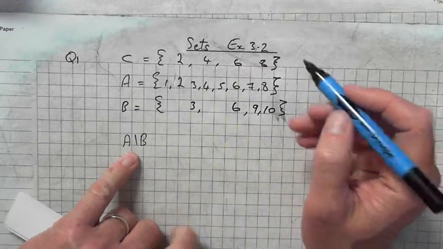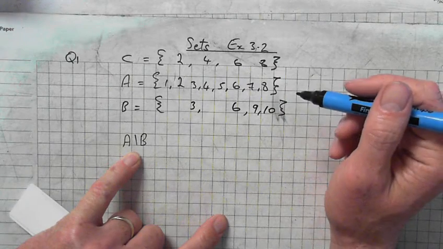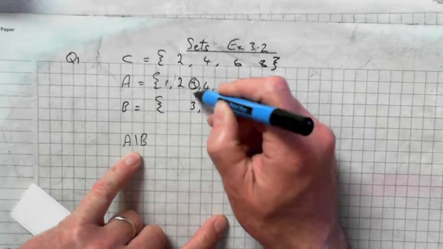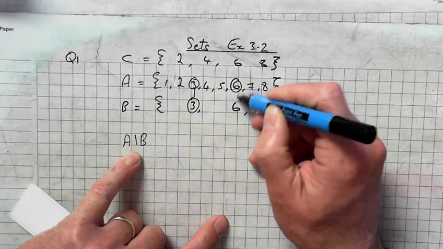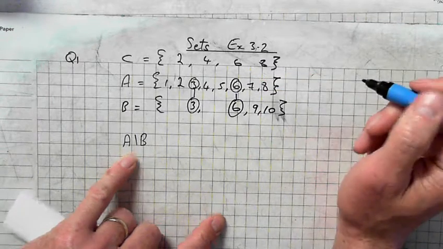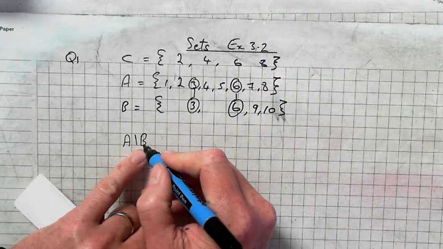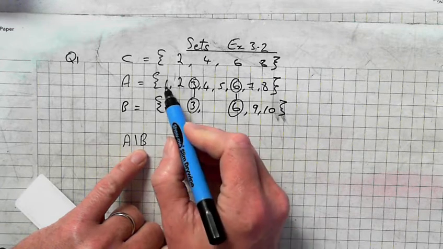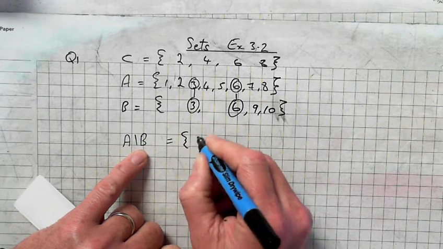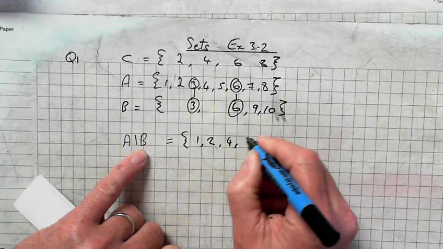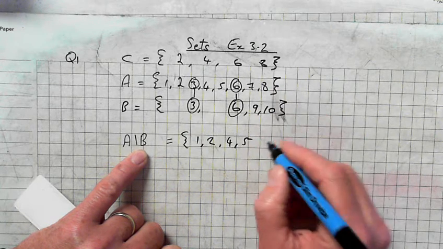Right, so A without B. So looking up. First of all, what's in common with A and B? 3 and 6. Just 3 and 6. So will you give me all the elements of A, but not any of B? So 1, 2, 4, 5, 7 and 8.